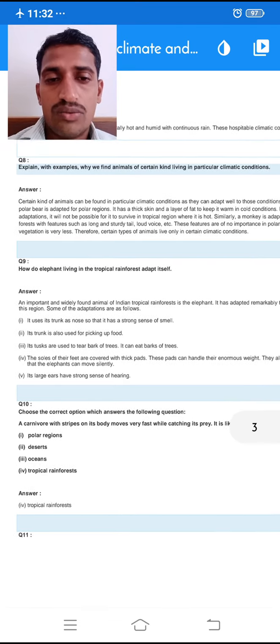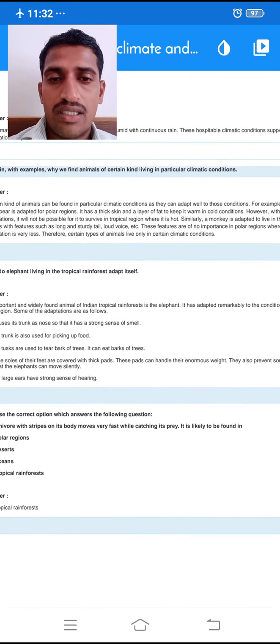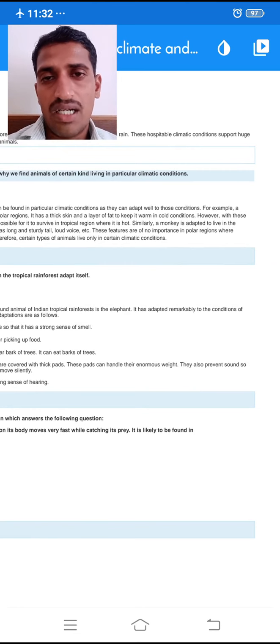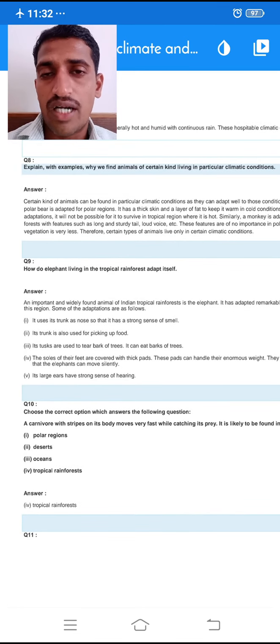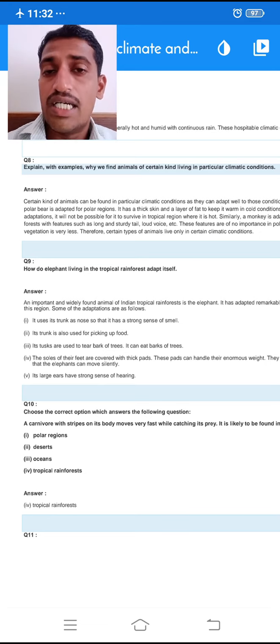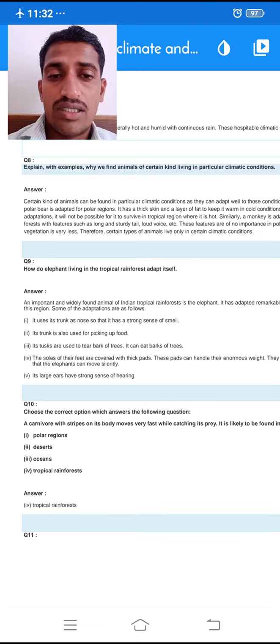Now one more example you can take. Similarly, a monkey is adapted to live in the tropical regions. Why? Because it has some kinds of adaptation to live there. What are the kinds of adaptation it has? It has a long and sturdy tail, and its feet can easily catch the branches of the trees.